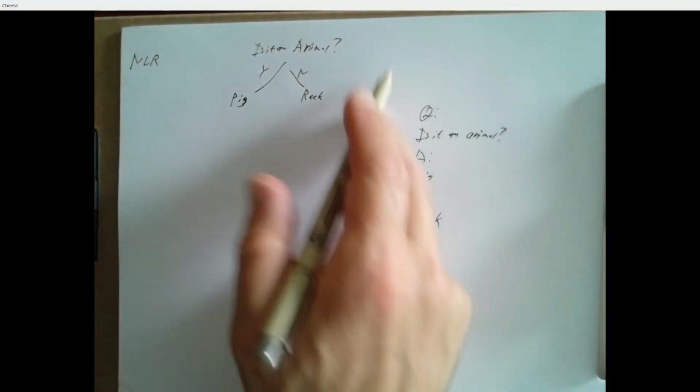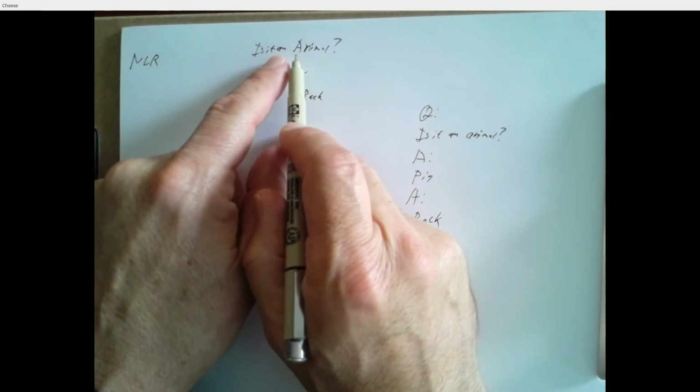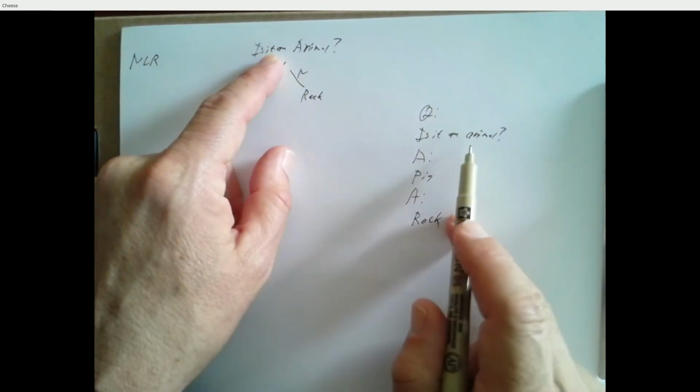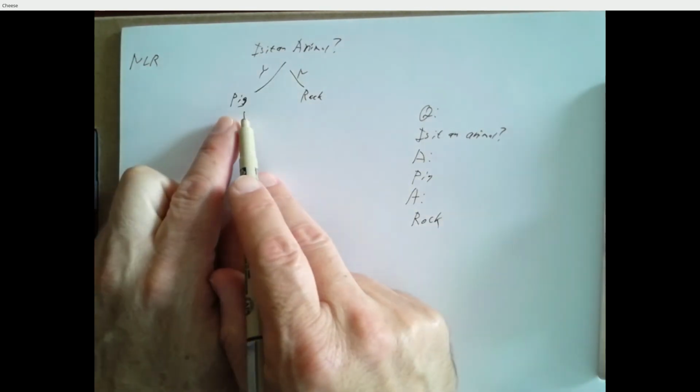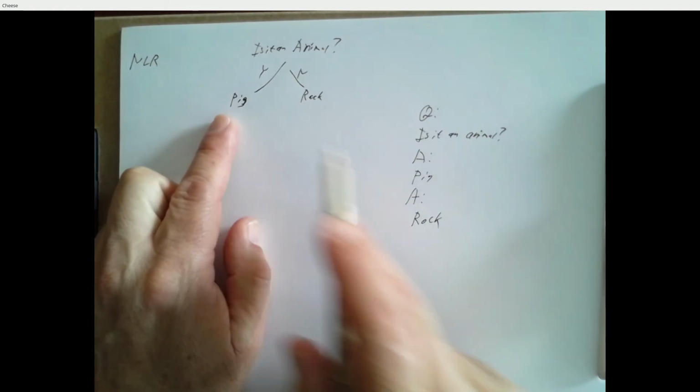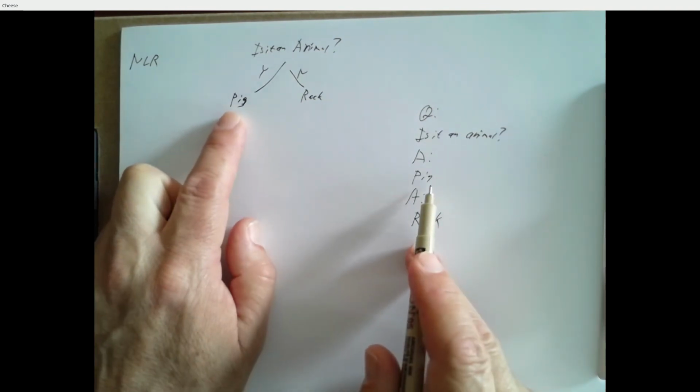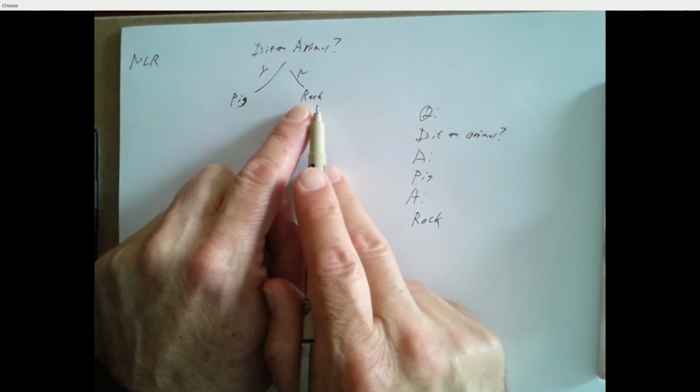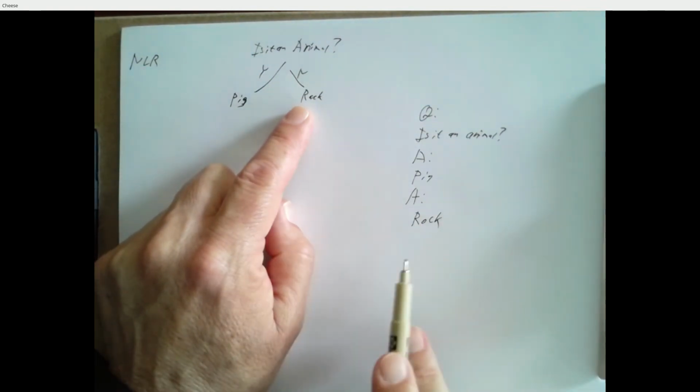So if we traverse this, first we visit the node, and this is a question, so we would write out a Q and then say, is it an animal? Then we go to the left. There's no children, we know this is an answer, so we write an A followed by the answer. And then we traverse to the right, there's no children, so it's an answer, A, and we write out that answer.